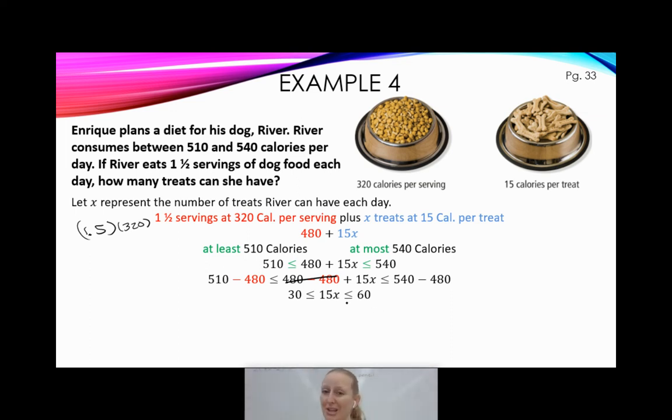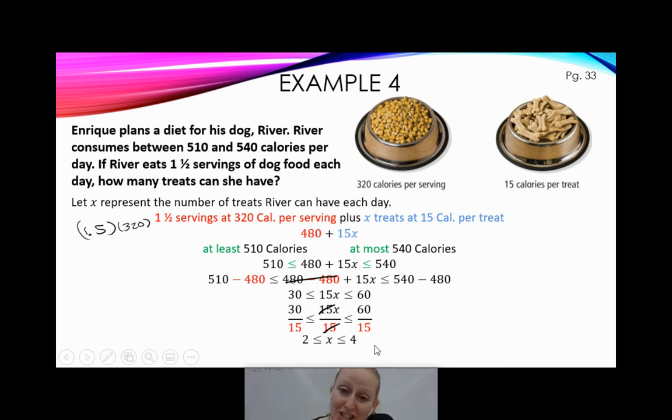And I need to get the x alone, so you know the deal. I'm going to divide by 15, but if I'm going to divide the middle by 15, I also have to divide the left side by 15 and the right side by 15. Everybody gets divided by 15. We do that so that these will cancel out, and then this simplifies down quite nicely. 30 divided by 15 is 2, and 60 divided by 15 is 4. So 2 is less than or equal to x is less than or equal to 4.